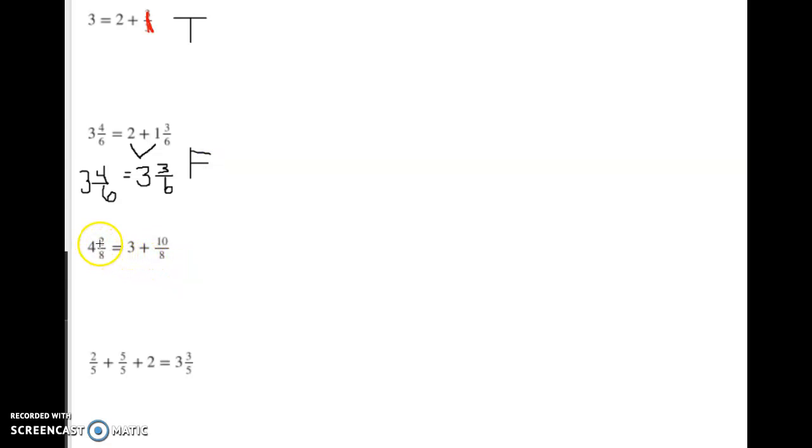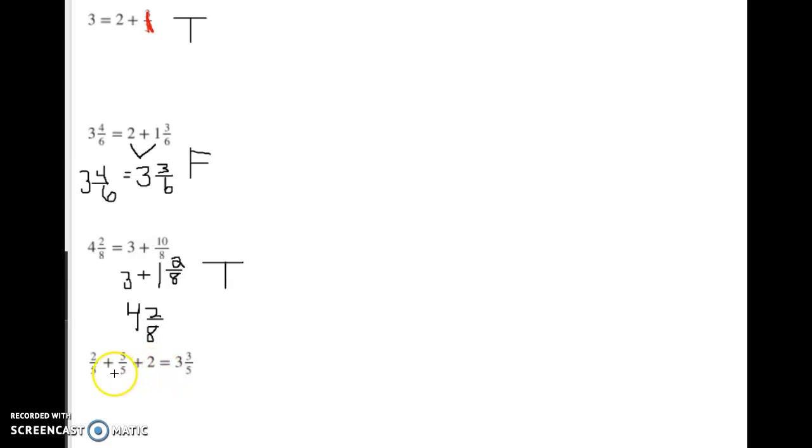Now I have 4 and 2/8 is equal to 3 plus 10/8. So 10/8 is over a whole, so I know I can make one whole, and that would be 8/8, and I need 2 more to make 10. 3 plus 1 is 4, and then I'm left with 2/8. So that one is true.